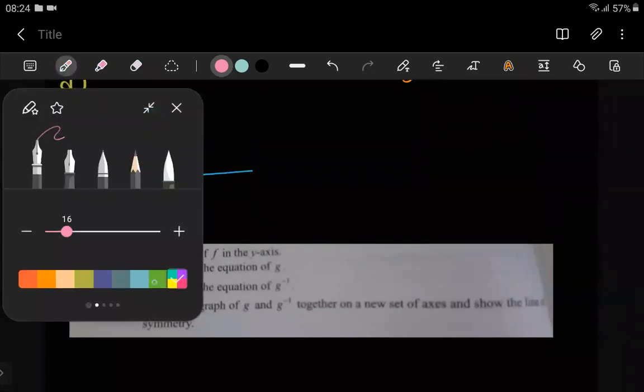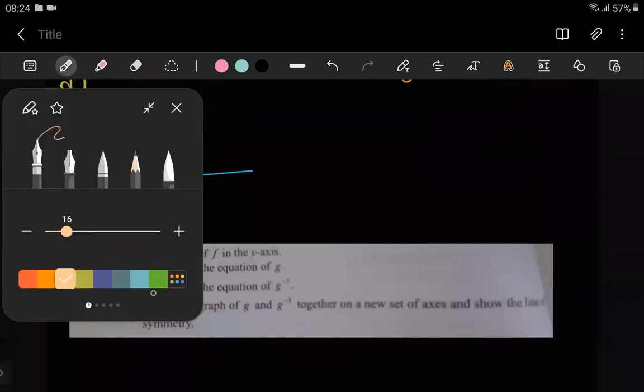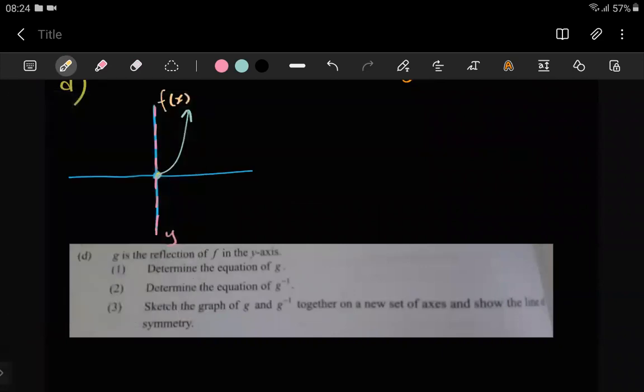So if G is a reflection of F, can you see where G is going to be? Because they state in the y-axis, x becomes negative. So these x values here, we will see them in quadrant 2, because this is quadrant 1, 2, right? Remember, the reason why we drew this pink line is so that we can say, okay, it's a reflection of F in the y-axis.